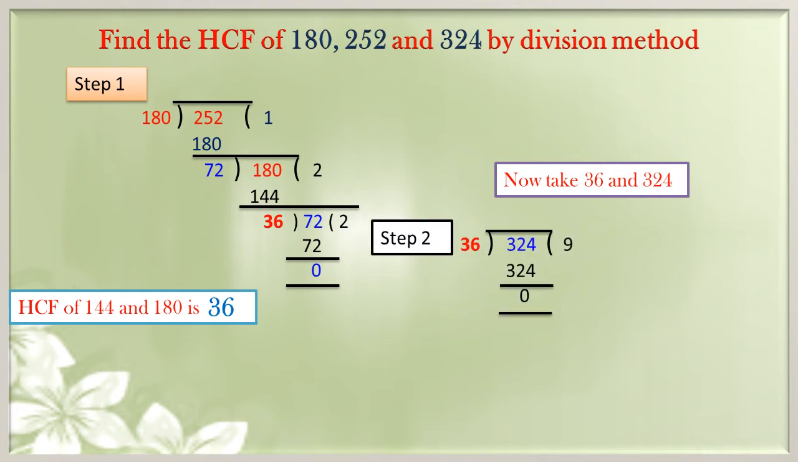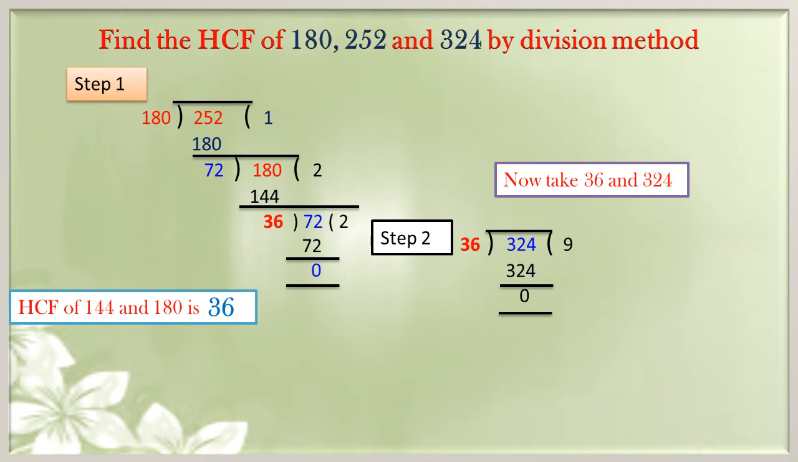Step 2. 324 is the greatest number and 36 is the smallest number. Now divide the greatest number by the smaller number. So 324 is divided by 36. How many times we have 36 in 324?